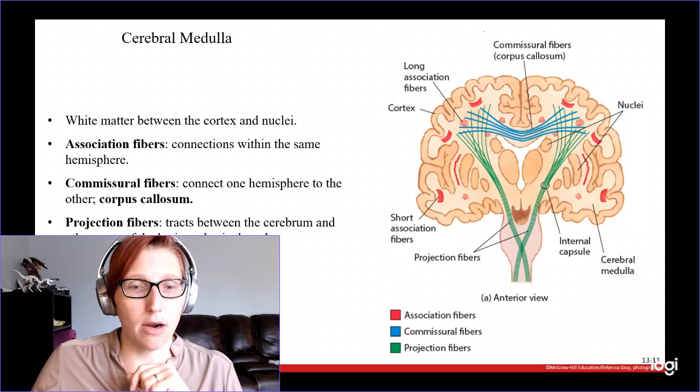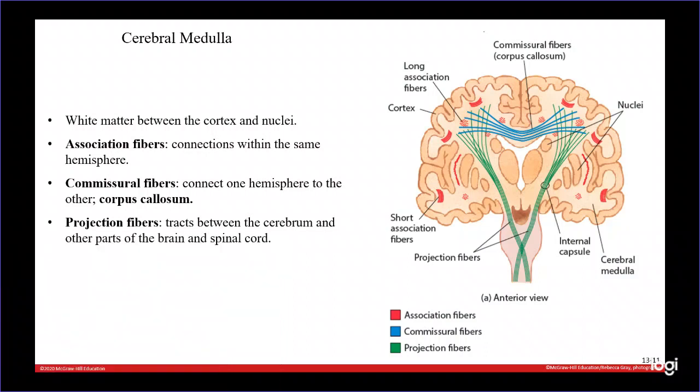All right, so here you have the cerebral medulla. This very much, again, is anatomy and being able to draw it and tell me where these fibers are and how these fibers are communicating and why they are important. So this is a note card slide for you.